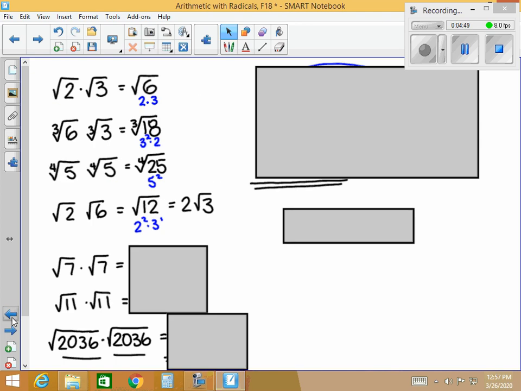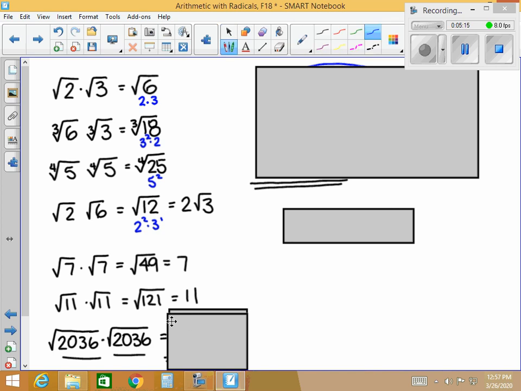Now if we look down at the bottom where my gray boxes still are, if I want to take the square root of 7 times itself, I get the square root of 49, or the square root of 7 squared, and that's equal to 7. If I want to take the square root of 11 times itself, that's the square root of 121, or the square root of 11 squared. And the square root of 7 squared was 7. The square root of 11 squared was 11.